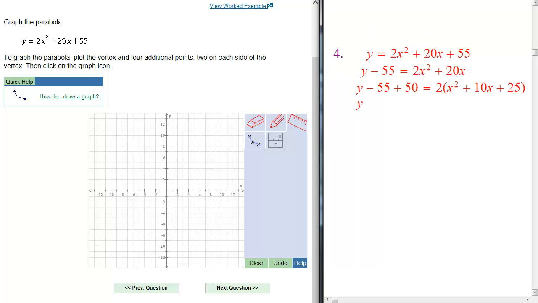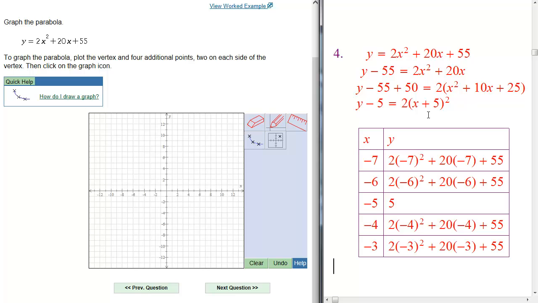So what do we have then? We have y minus 5 equals 2 times x plus 5 squared. So now we have y minus 5 equals 2 times x plus 5 squared, which will allow us to identify our vertex. Our x coordinate is going to be -5. Our y coordinate is going to be 5. So let's plot some points.